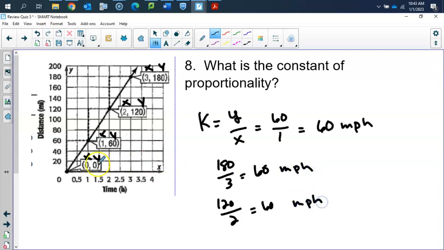But as long as your graph is proportional, which means it's a straight line through the origin, the unit rate is located at X is 1. You go 60 miles in 1 hour.